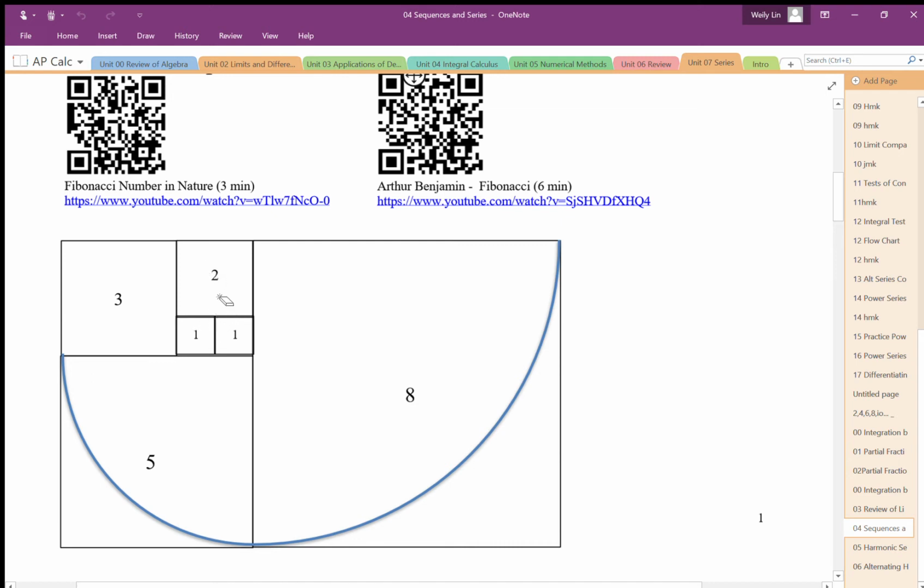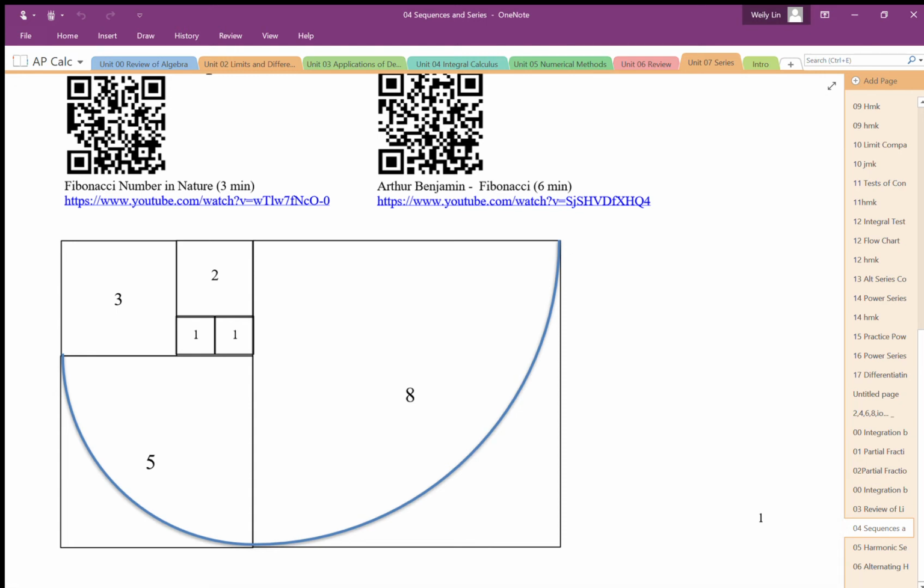We add this number and its previous number to get 3. We add 3 and the previous number to get the next number, 5. We add 3 and 5 to get the next number, and so on and so on. And it generates this kind of rectangular shape.